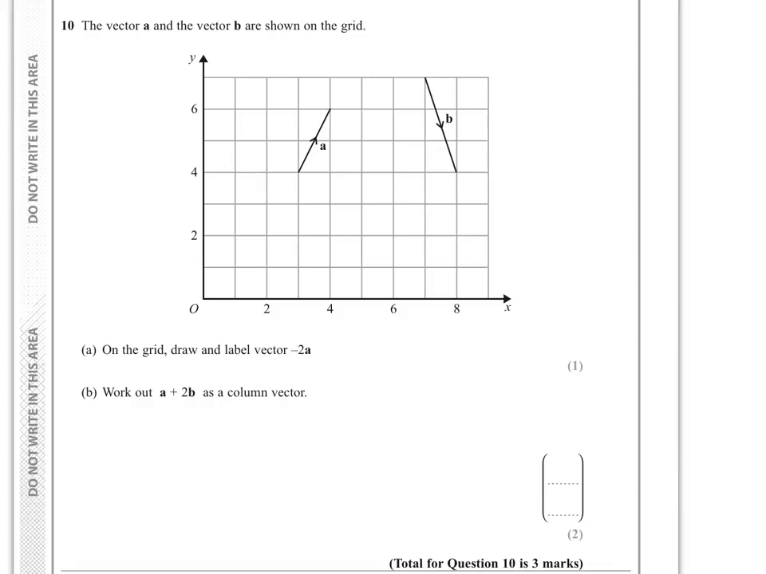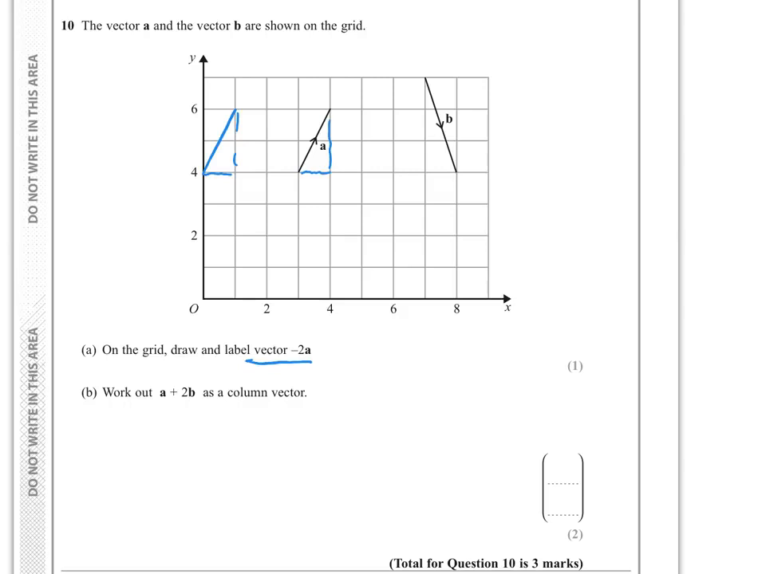Question 10. The vector A and the vector B are shown on the grid. The first thing we've got to do is draw and label a vector minus 2a. Well, first of all, this is like a gradient, so it's kind of going along 1 and up 2. So we can do this anywhere. We can go along 1 and up 2, and we can draw another vector a, and it's parallel.